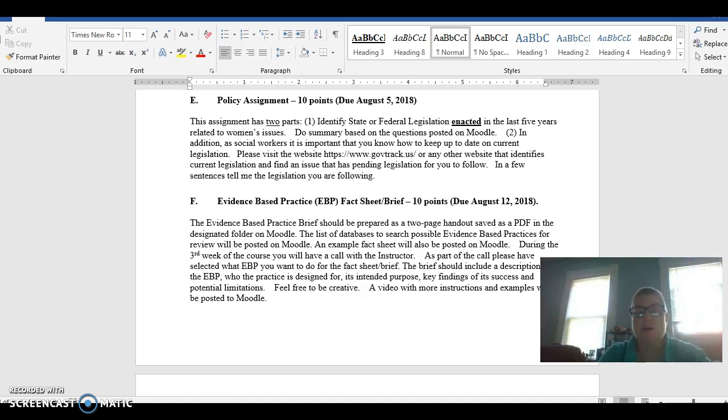And then the second part is you need to find legislation that has been introduced and not yet enacted, either introduced in this year's Congress at the federal level or this year at the state level. It can be Pennsylvania or any state. Again, it can be state or federal legislation or international. Once or twice students have looked at things internationally, and I'm fine with that. It could be something introduced last year that's not yet passed.